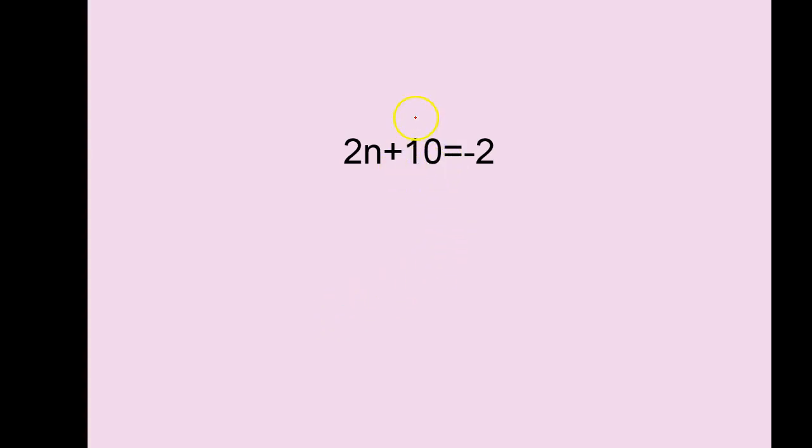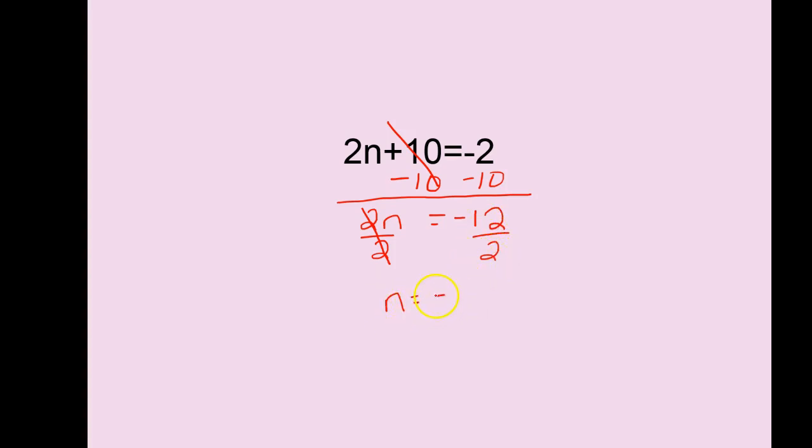Same thing with this problem. I have my loose number, my number that is all alone. We're going to move that one first. If it's not attached to anything, always move that one first. So I bring down my 2n, my 10's cancel, and negative 2 and negative 10 is negative 12. I divide both sides by 2, and they cancel, and n equals negative 12 divided by positive 2 is negative 6.